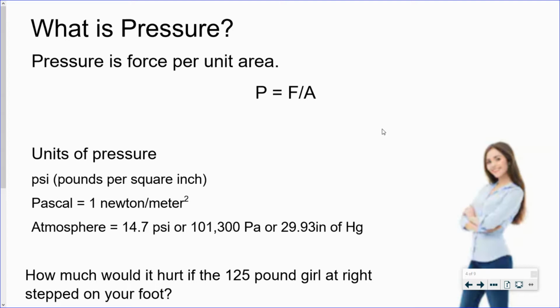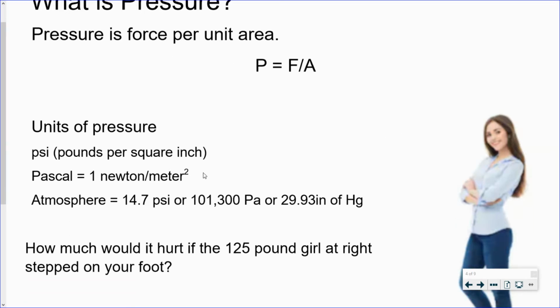So anyway, today's topic in chemistry was about pressure. What is pressure? Pressure is force per unit area. The equation that you see there is P equals F over A. The units of pressure here in the United States, we use pounds per square inch. You may have seen PSI written on the outside of a car tire.